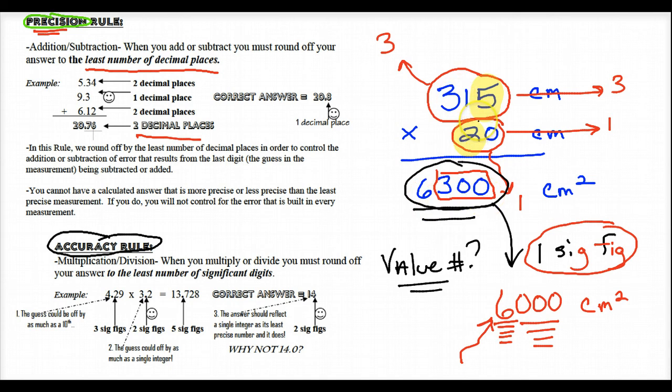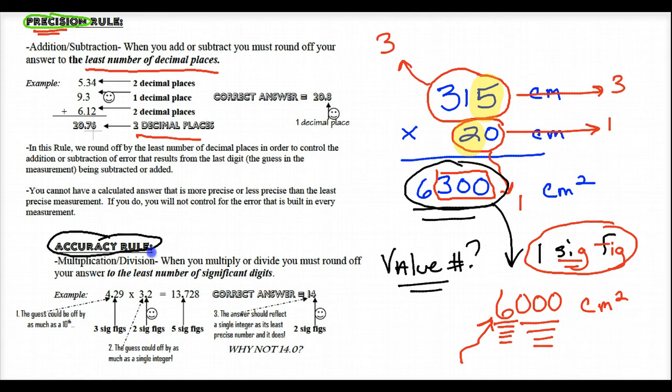Multiplying the error. So to control for the error, when you multiply, you round off to the least number of sig figs to maintain your number. When you add or subtract, you round off to the least number of decimal places to maintain the weakest precision.